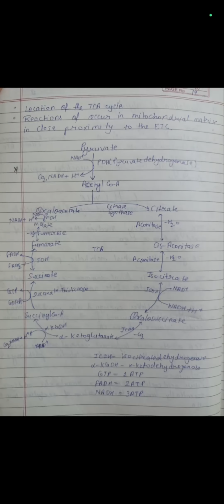Now we will discuss the definition of the TCA cycle, which is also known as the citric acid cycle. The citric acid cycle or TCA cycle or tricarboxylic acid cycle essentially involves the oxidation of acetyl CoA to produce carbon dioxide and water. Location of TCA cycle.